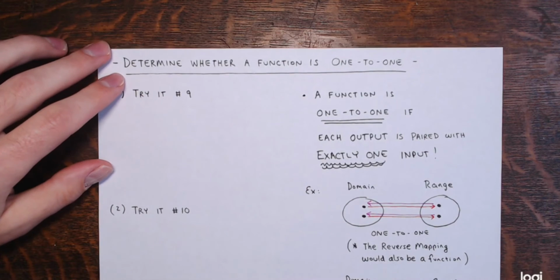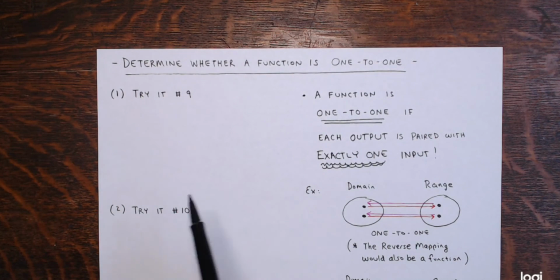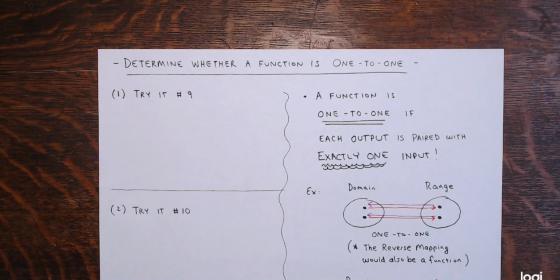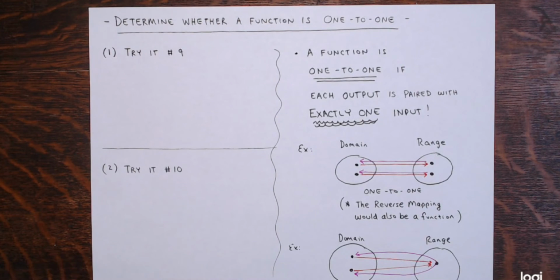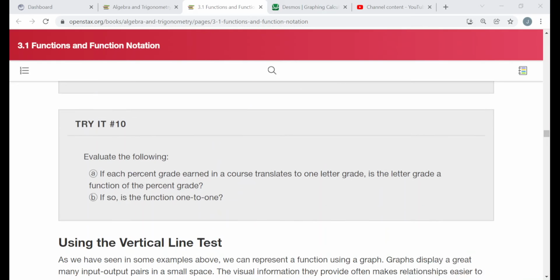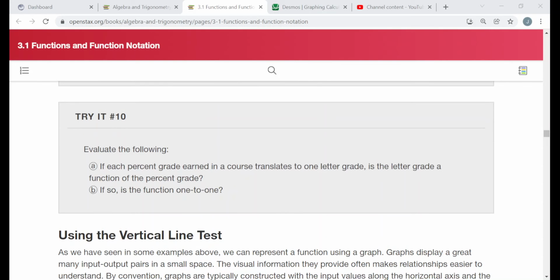My next example, example 2, is just Try It problem number 10 from the text. So let's go back to the text. All right, Try It number 10. Evaluate the following. There's again part A, part B. If each percent grade earned in a course translates to one letter grade, is letter grade a function of percent grade?